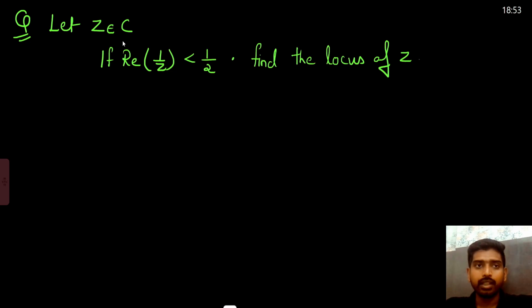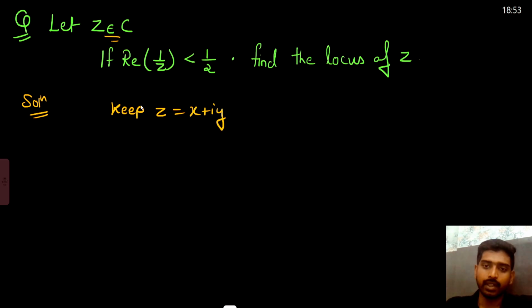This problem says that z belongs to the complex numbers and the real part of 1 upon z is smaller than 1 upon 2. Find the locus of z. For this kind of problem, we'll solve by keeping z as x plus iota y. Now they've given the real part of 1 by z, right?